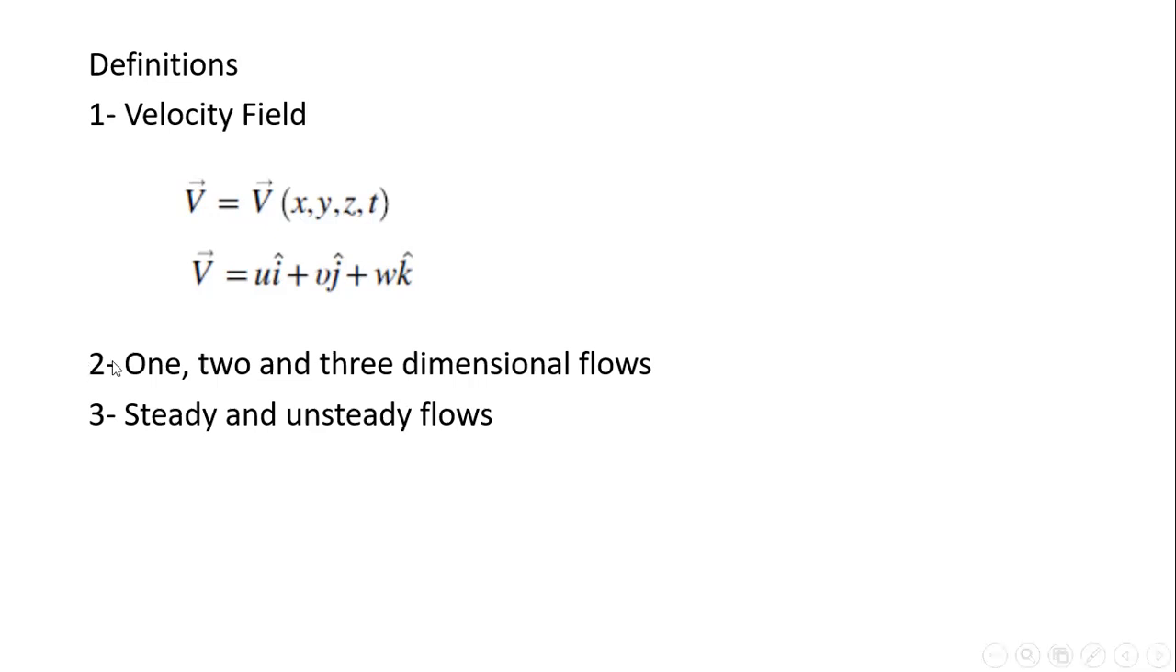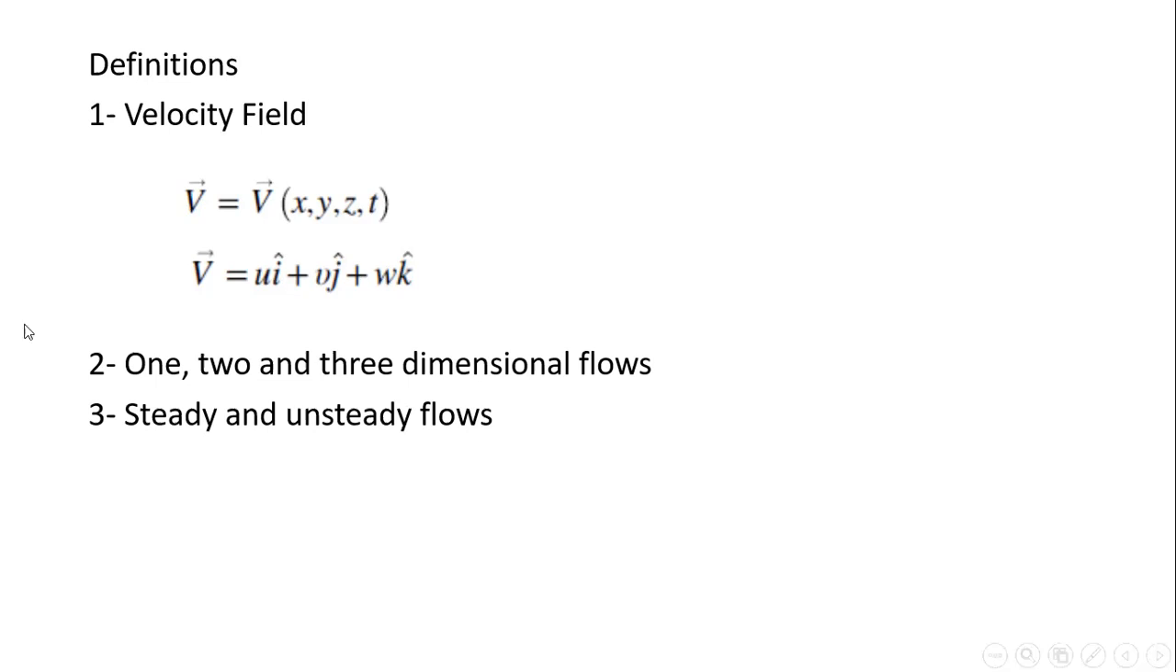When I say two-dimensional flow, this means that the velocity is a function of two of the space coordinates. It could be a function of x and y, it could be a function of x and z, it could be a function of y and z, and so on. And for a three-dimensional flow, the velocity will be a function of the three space coordinates, x, y, and z. This is a point.